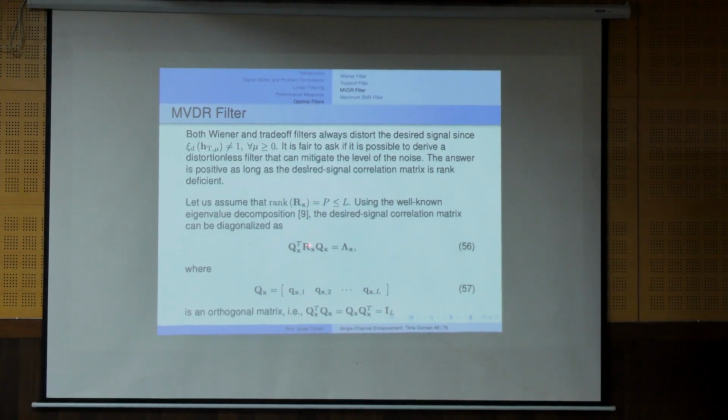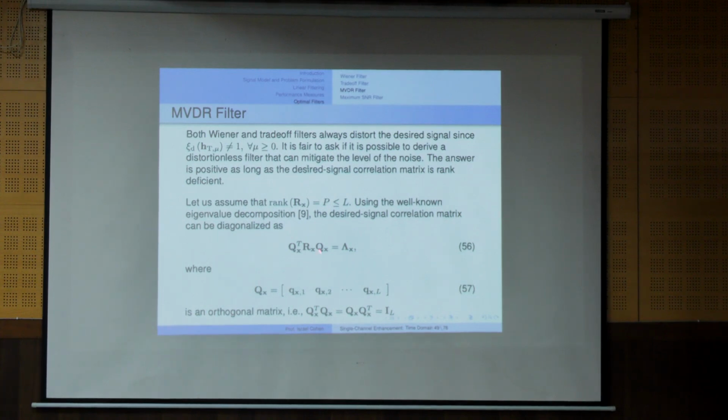We take the correlation matrix of the desired signal, Rx, which is an L by L matrix, and then we find the eigenvectors and eigenvalues. So we can diagonalize the matrix Rx using the matrix Qx. The columns in the matrix Qx are the eigenvectors, and the diagonal of the matrix lambda x contains the eigenvalues.